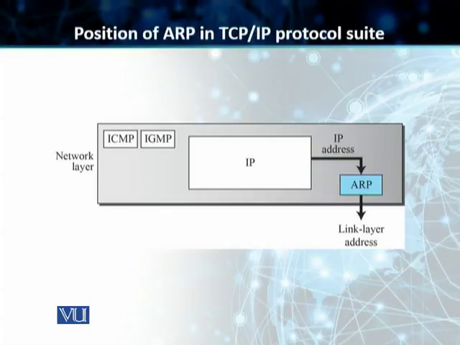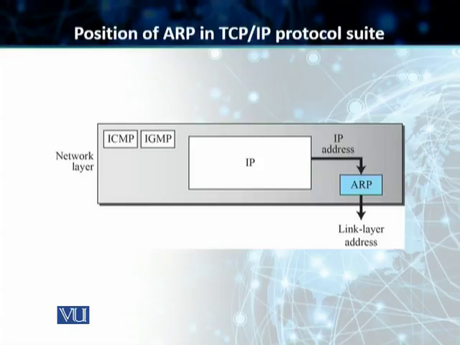Students, as you can see, the position of ARP in the case of the TCP/IP protocol suite, it actually exists on the network layer. Very interesting. The ARP protocol is one of the auxiliary protocols that we define at the network layer. Students, because of the fact that we have this protocol converting the IP address to a logical link address or a physical address, we consider this as part of our data link layer.